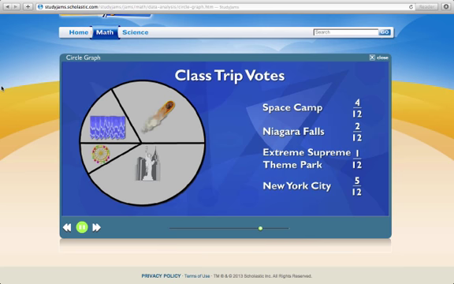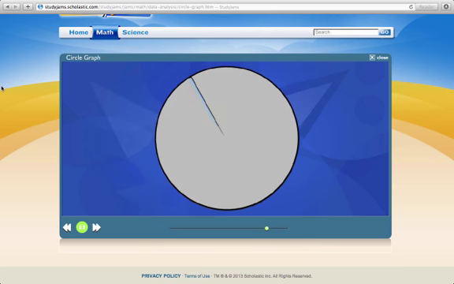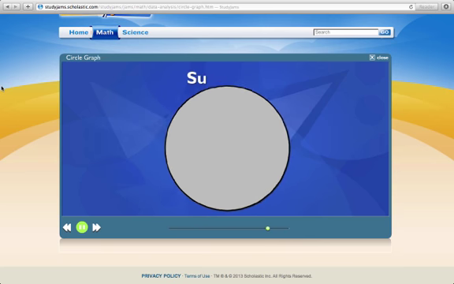Pick a color for each trip. How about red for Space Camp, blue for Niagara Falls, yellow for the Extreme Supreme Theme Park, and then green for New York City? Piece of cake. Piece of pie graph. Seriously, though, this really was a piece of cake.